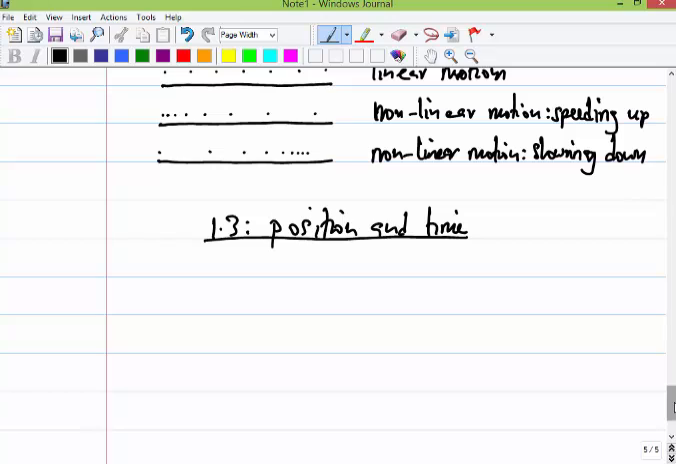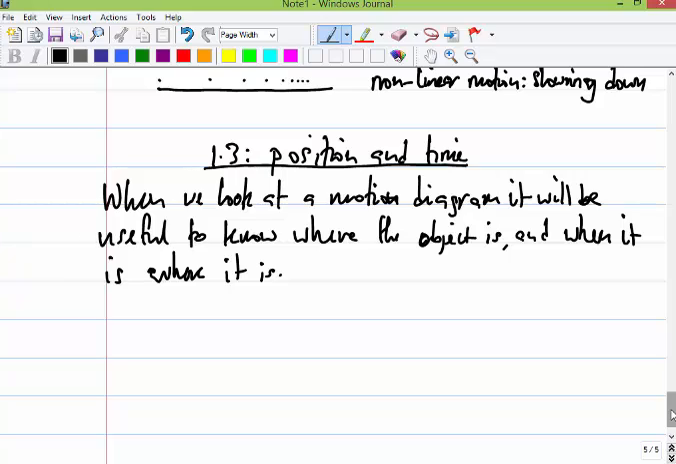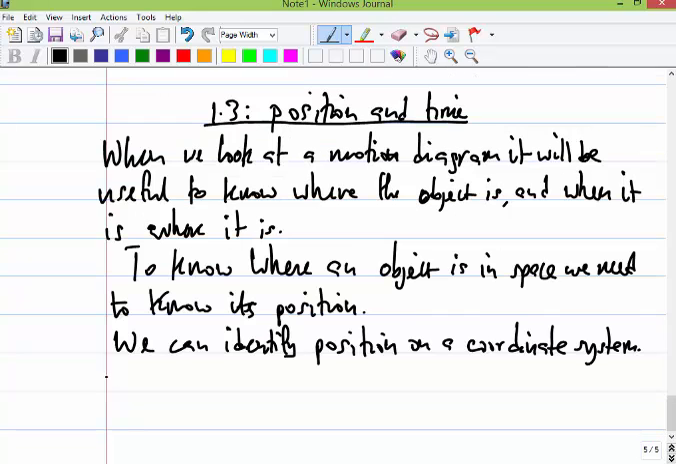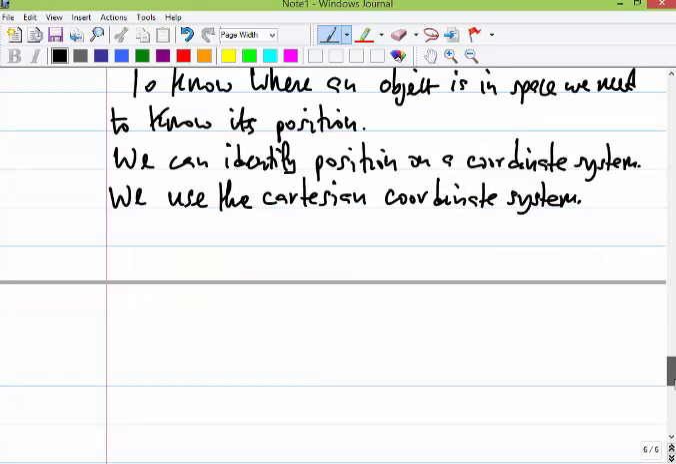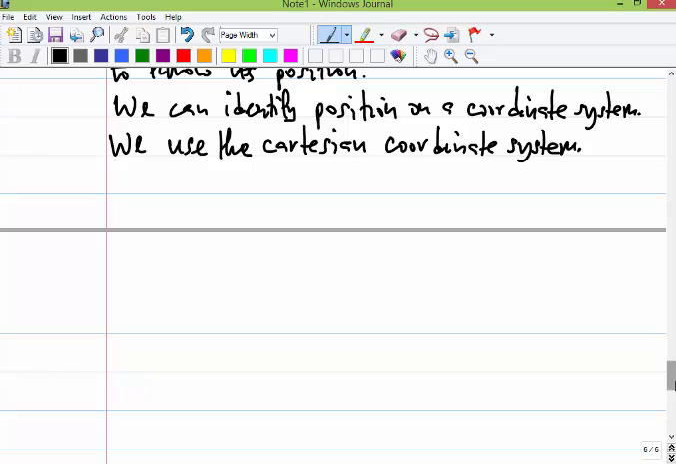Position can be made on a coordinate system. So in order to know the object's position, we need to identify a coordinate system. And we can use a Cartesian coordinate system, which we call our XY coordinate system. So to know where an object is in space and when it is there, we need to know its position in space and time. We use the typical Cartesian coordinate system. So an object's position in the Cartesian system can be represented by a pair of letters X and Y.